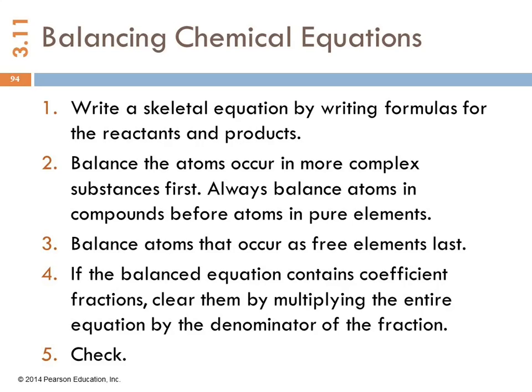Another list of directions how to balance chemical equations. You start with a skeletal equation, your formulas for the reactants and products. The formulas need to be correct. Then we balance it, and we call this method balancing by inspection. So they're going to give you a couple guidelines here. Balance the atoms that occur in more complex substances first. Always balance atoms in compounds before atoms in pure elements. And then balance atoms that occur as free elements last. Those are suggestions meant to help you do it in an easier way.